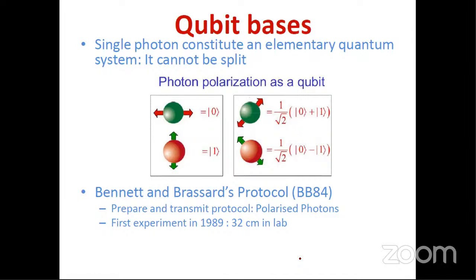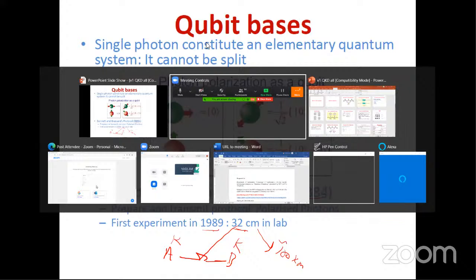But keep in mind this protocol was given in 84, but the practical implementation was done in 89, and that too with Alice and Bob only this much distance apart, 32 centimeters. In the 32 centimeters, Alice and Bob were there, and this key was established between them. So it took time to realize the system. And today this distance is in hundreds of kilometers. So keep this in mind that photons are used.